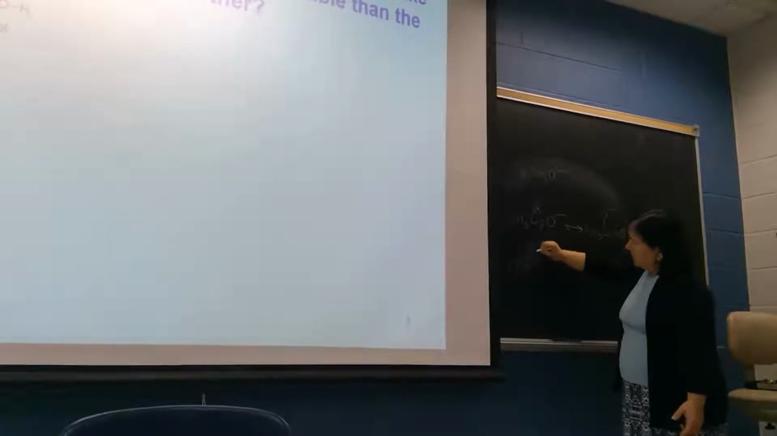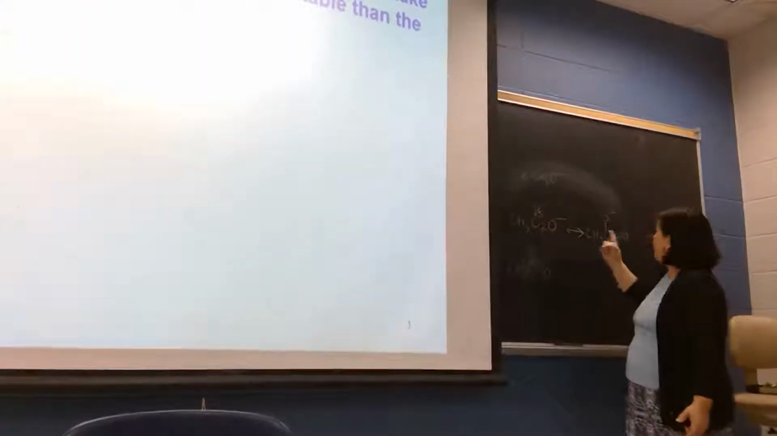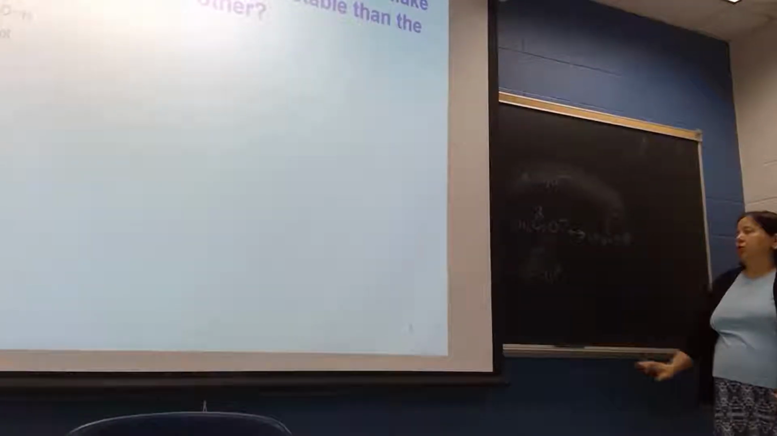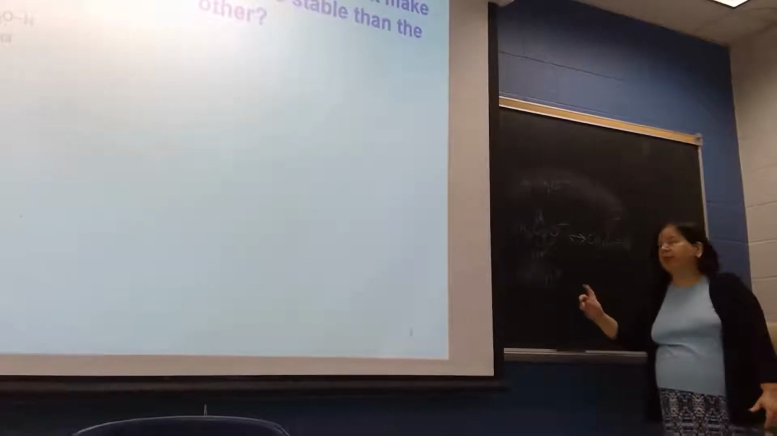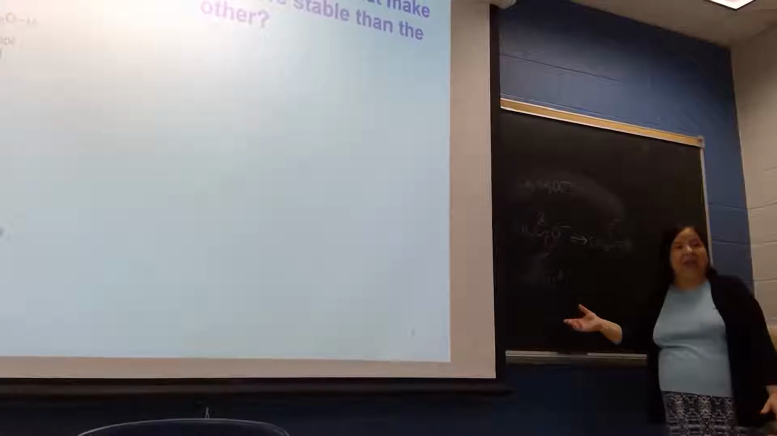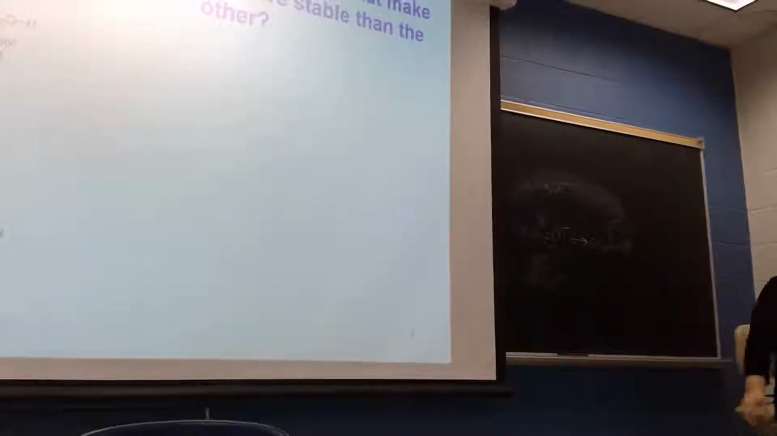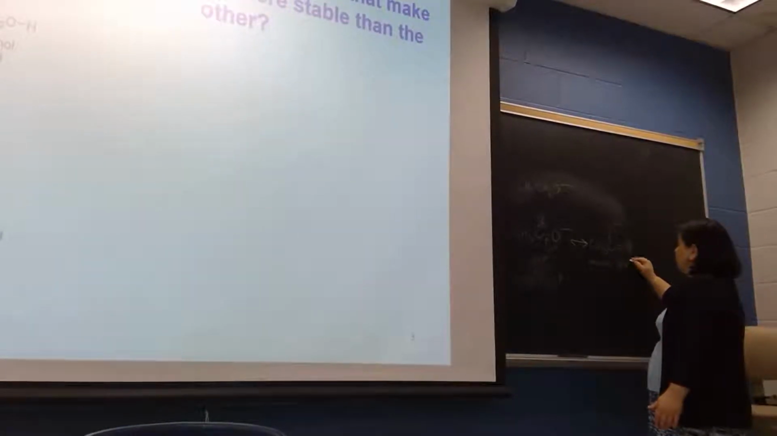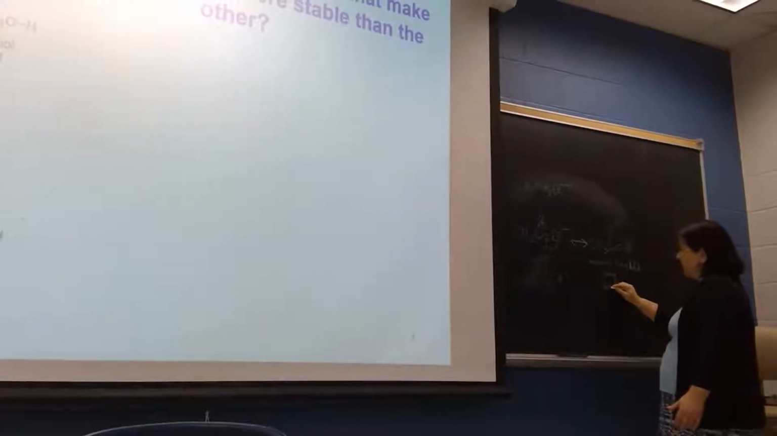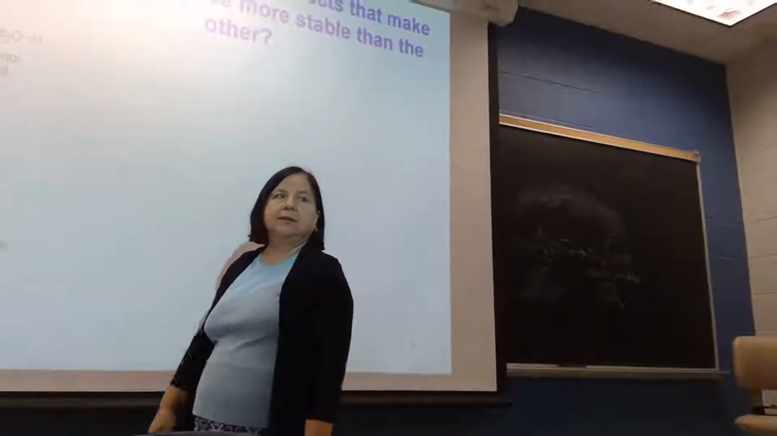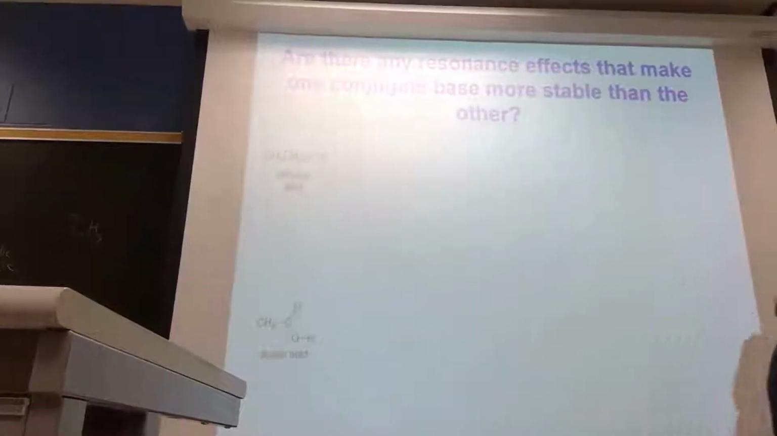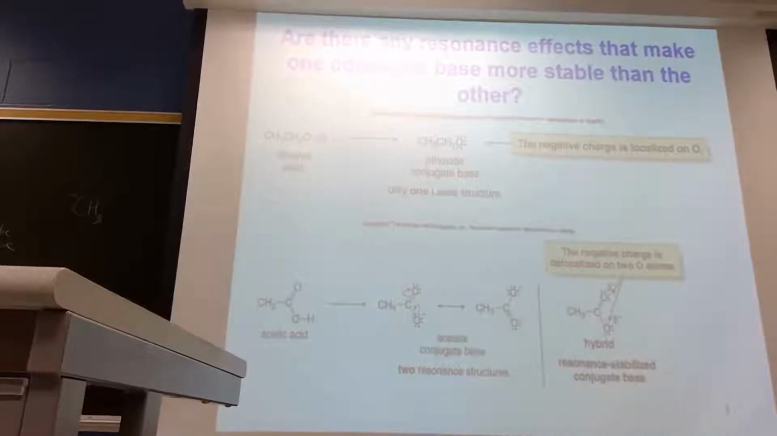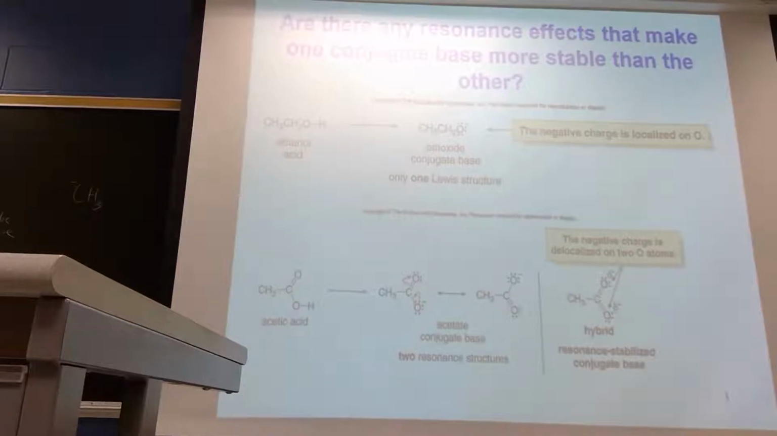The electron is spread out, with a partial double bond and a partial negative charge on each oxygen. So in the real structure, the negative charge is not just on one oxygen, but on both oxygens. This electron delocalization stabilizes the compound. So since this is the more stable conjugated base, it will be the stronger acid. So we're okay with this. That's the resonance effect on acidity.